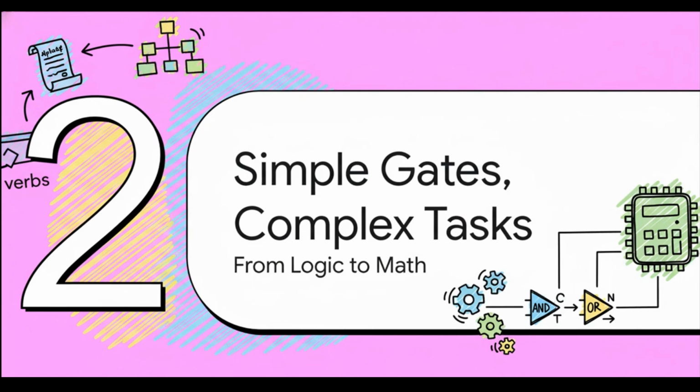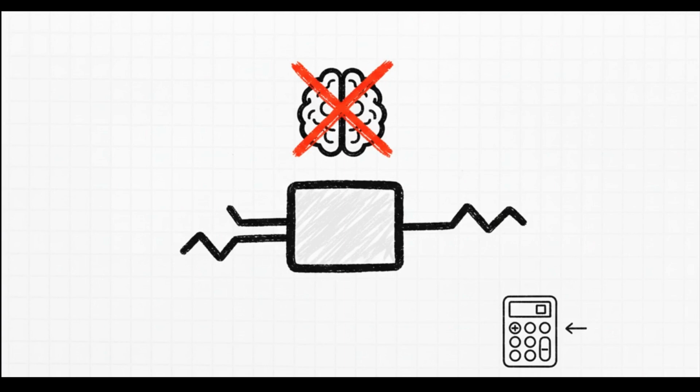So, we've got our alphabet, our grammar, and our verbs. Now we can start putting them together to form sentences, or, in our case, circuits that can actually think. This is where we make the jump from simple logic to actual math. By wiring these logic gates together in all sorts of clever ways, we create what are called combinational logic circuits. Now, the key thing to understand about these is that they have no memory at all. They're kind of like a goldfish. Their output at any given moment depends entirely on the inputs they are getting right now.